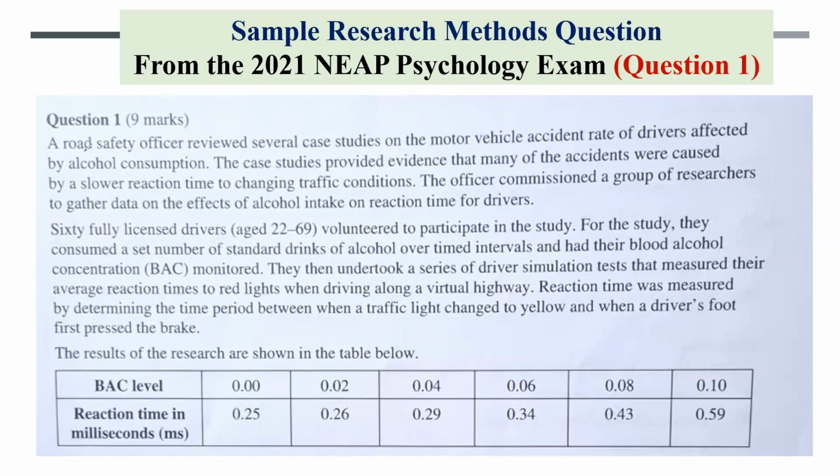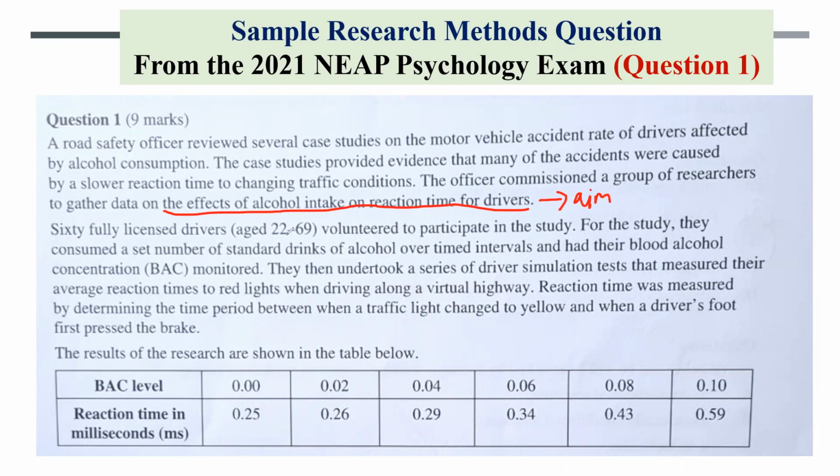So the scenario is a road safety officer reviewed several case studies on the motor vehicle accident rate of drivers affected by alcohol consumption. The case studies provided evidence that many of the accidents were caused by a slower reaction time to changing traffic conditions. The officer commissioned a group of researchers to gather data on the effects of alcohol intake on reaction time of drivers. So this gives us some idea about the aim of the current study.